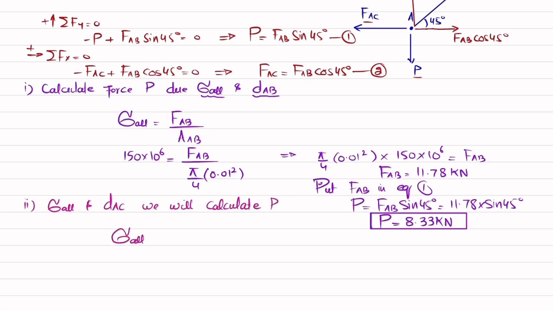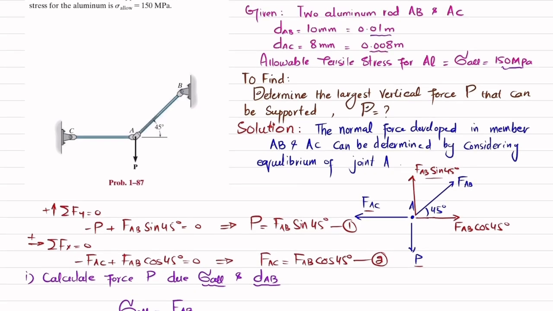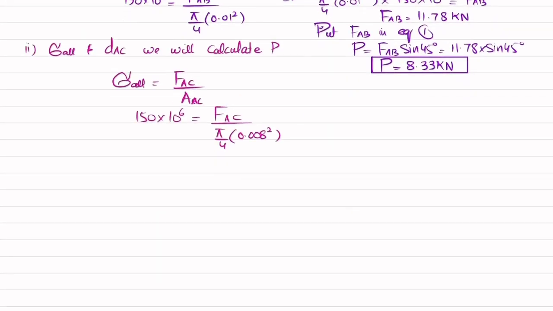So we know that allowable tensile stress in rod AC will be FAC divided by area of AC. That is 150 megapascal, so 150 into 10 to the power 6. FAC is not known, and area of AC is pi by 4 DAC square, and DAC is 0.008. You can check it, diameter of AC is 0.008. So from here, FAC will be equal to pi by 4 multiplied by 0.008 square multiplied by 150 into 10 to the power 6. When you calculate it, you will get FAC equal to 7.540 kilonewton.